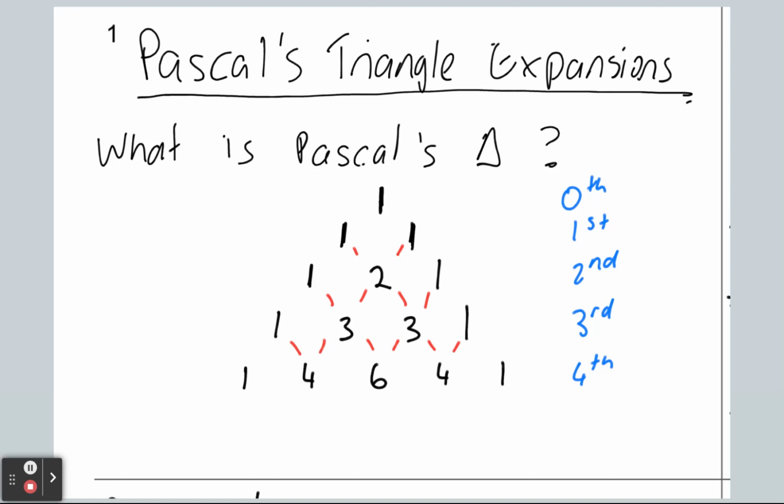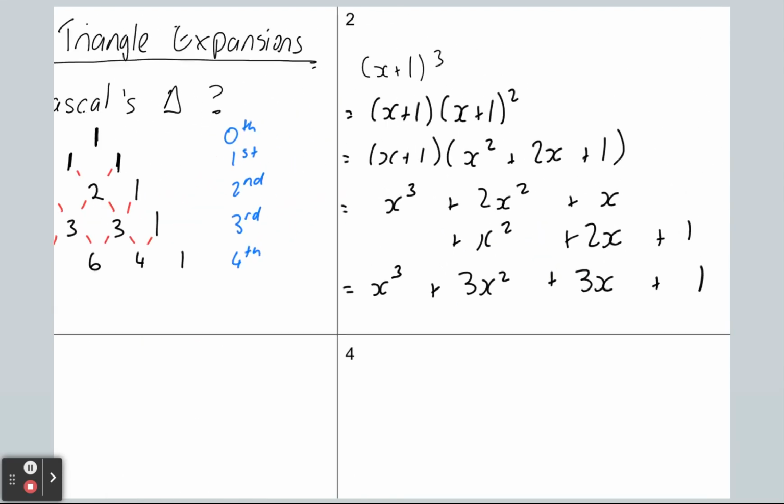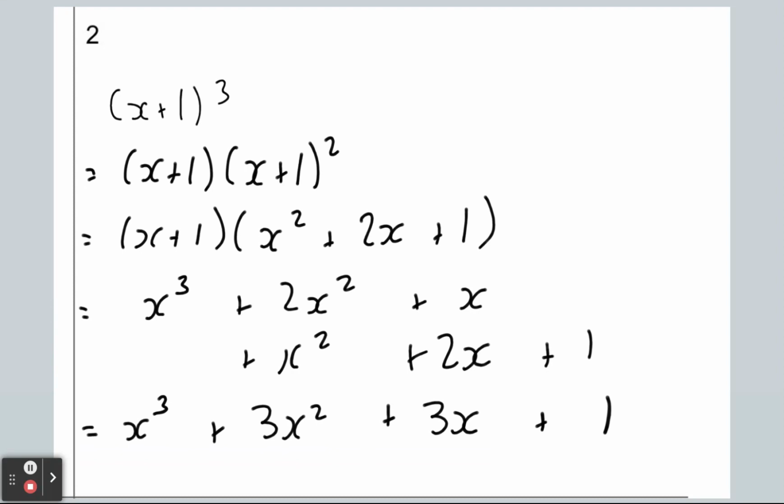So let's have a look at this expansion here. This expansion is x plus 1 all cubed. Now, we already have a rule for a plus b all squared. That's the perfect square rule, and that works perfectly fine. But we don't have any way of systematically figuring out what something like a plus b to the power of 3 or to the power of 7 or to the power of 11 is.